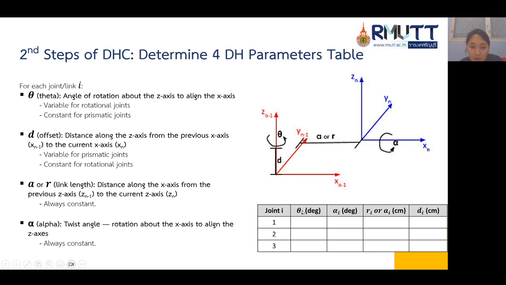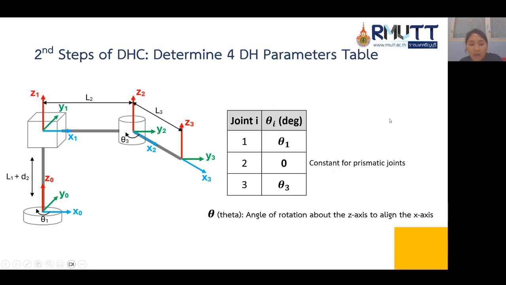So we can put all the values for every joint and parameter in the DH parameter table: theta, alpha, R or A, and the last is D. Then for this case, after we define the joint types and assign the frames, we can determine the DH parameters and put them into the table.